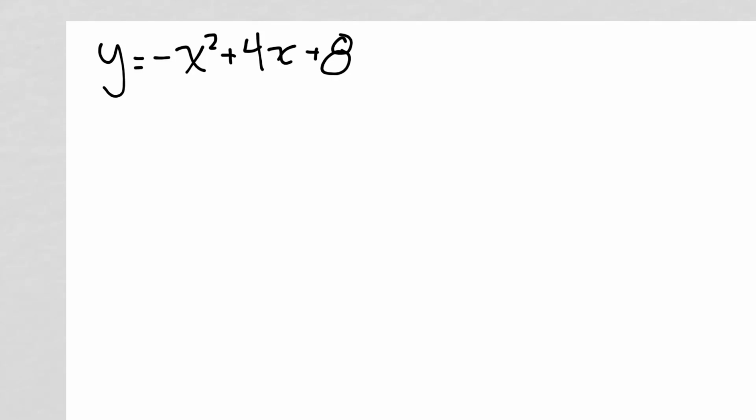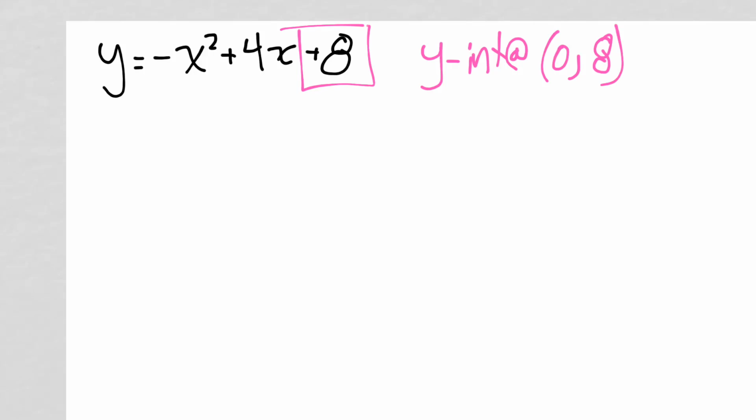All right, third parabola, negative x squared plus 4x plus 8. We're going to start in the same way. We're going to look at that constant term, that c value, and say, hey, that's my y-intercept. So I have a y-intercept at (0, positive 8). And now I want to complete the square.